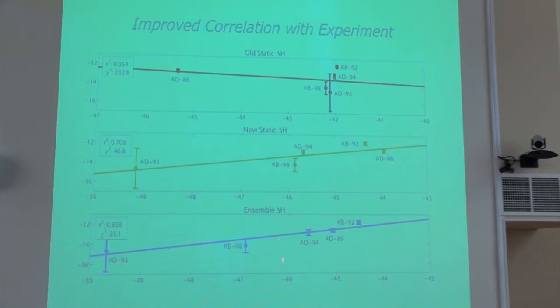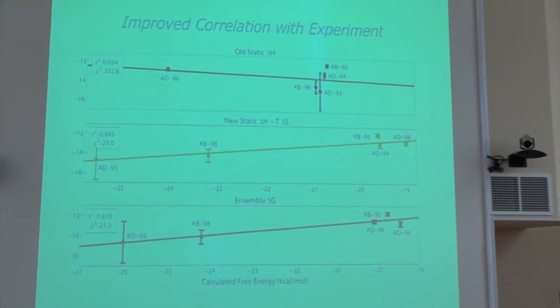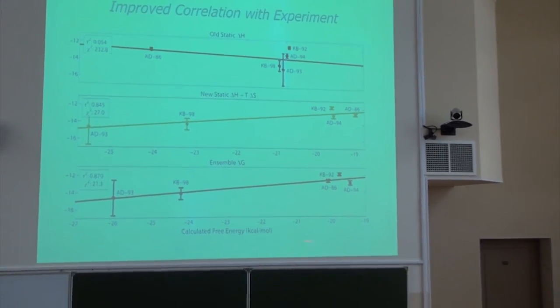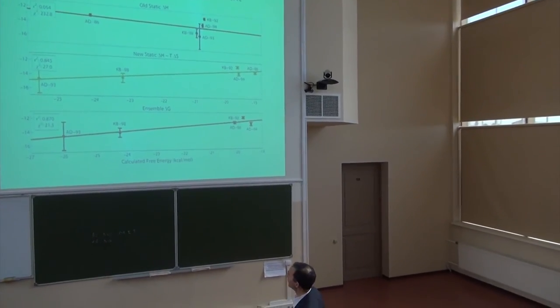So we did a few different versions, and they're all better. I'll show you the best one. When we actually compute delta G, the right thing, there's some uncertainty in the experiments, but the average experimental number and the computed number have excellent correlation. The slope of this line still isn't one, so we don't have everything figured out yet, and most people have that same problem that we have as well.